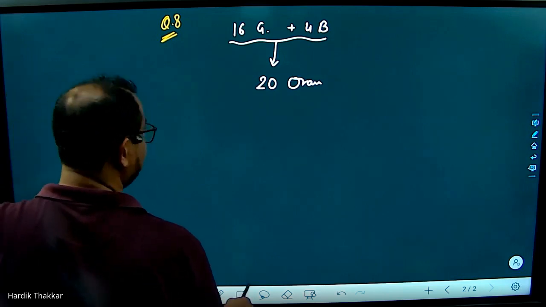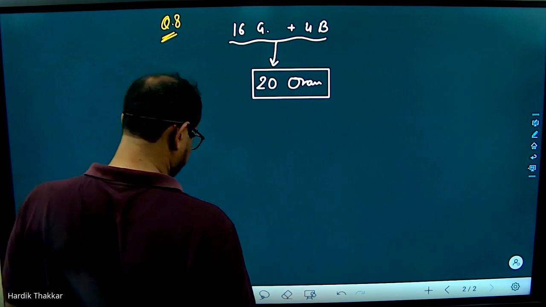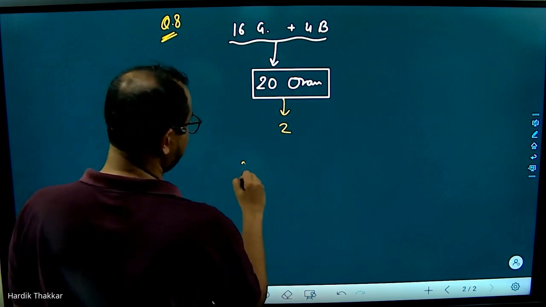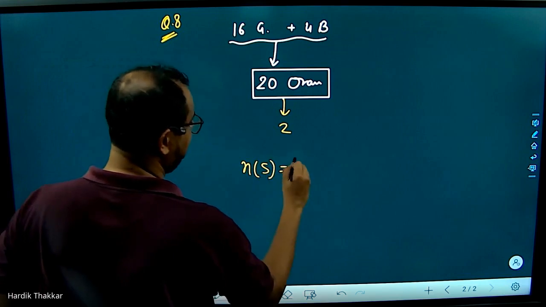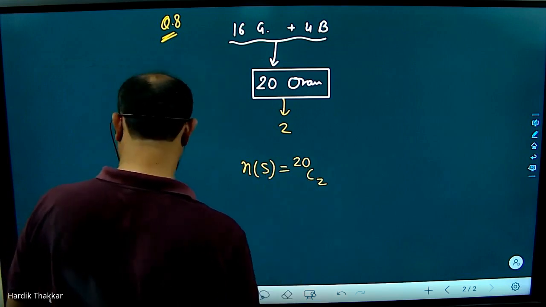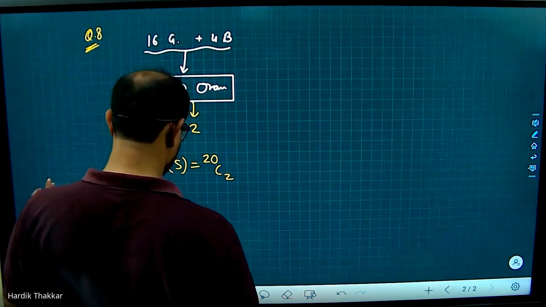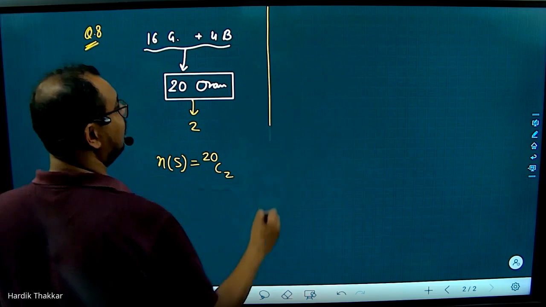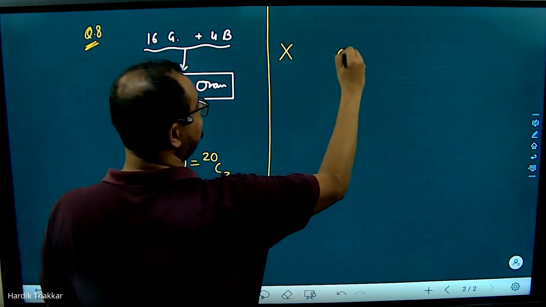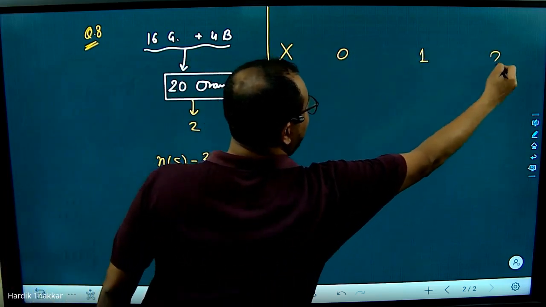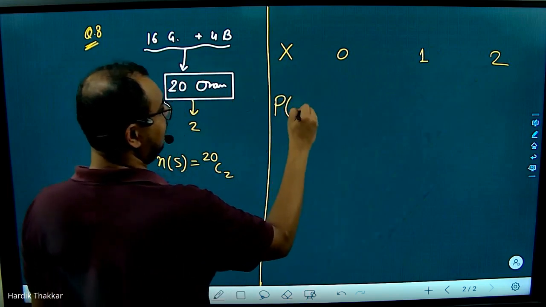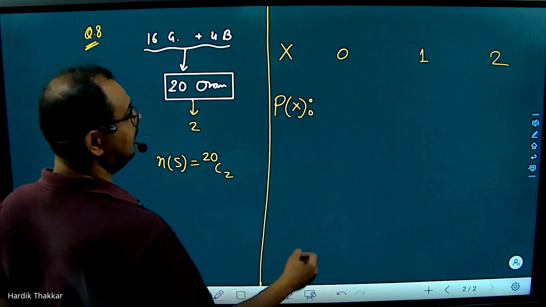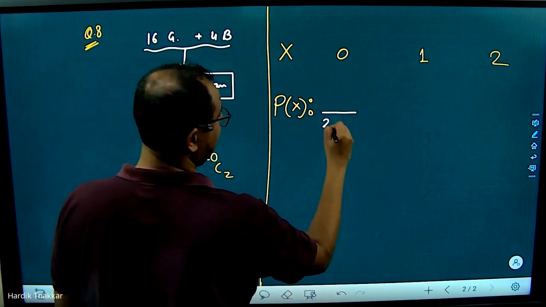How many oranges are we selecting from this? We are selecting 2 oranges. So all possible outcomes, meaning the number of elements in the sample space, will be 20C2, because we are selecting 2 and we have to determine the probability distribution for 2 oranges. So the value of x will be 0, 1 and 2. Now calculate the probability distribution in the same way. Here the denominator will be 20C2.